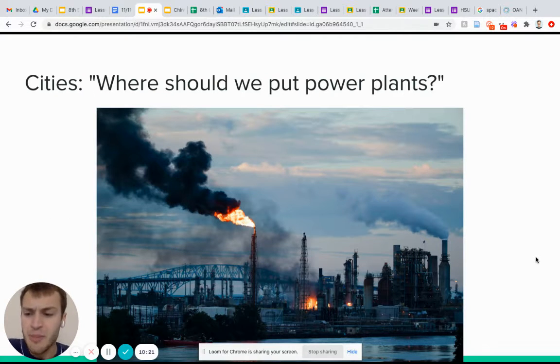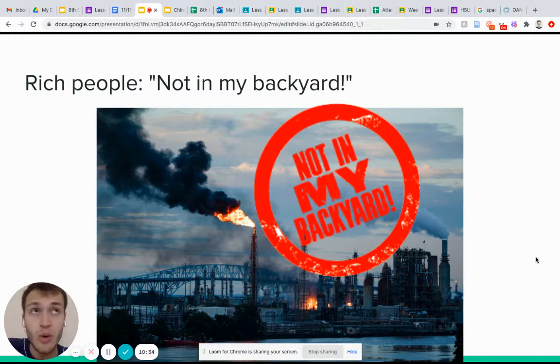So let's think about power plants as an example. All cities need electricity, and so they need to put power plants somewhere. So cities might ask, where should we put power plants? And rich people or people with a lot of political power might say something like, "not in my backyard." They have the time, the money, the resources to raise awareness of the power plant issue in their neighborhoods, and they pressure cities or states to not put these power plants in these rich neighborhoods, or even sometimes these white neighborhoods. Then where is the city or the state going to put them?